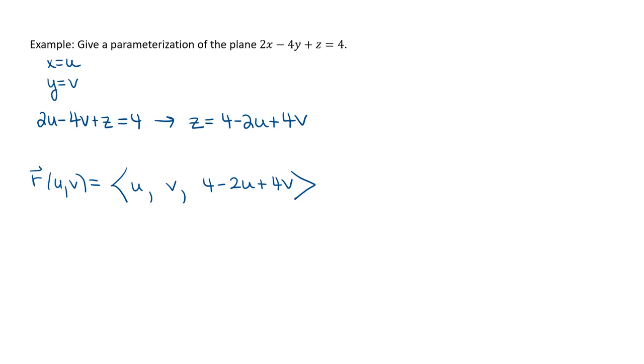I can write it in vector form. In this case, we're talking about the entire plane, so I don't have to put any kind of bounds or restrictions on my parameters because we're not limiting ourselves to a portion of the plane. U and v can be anything because we're talking about this entire plane.